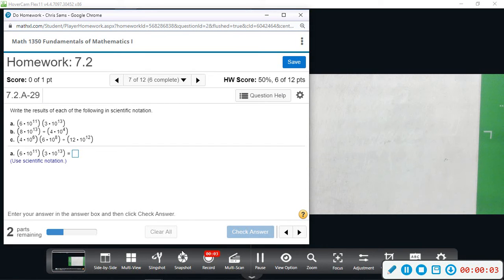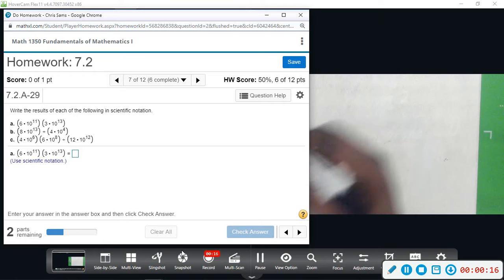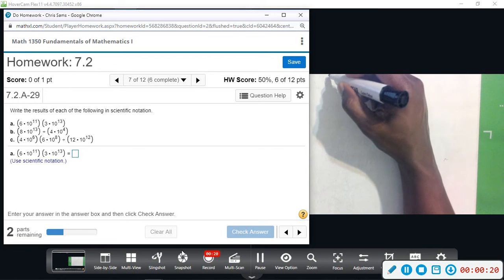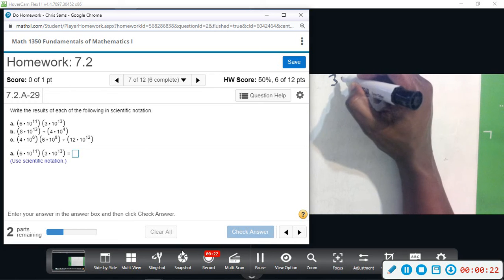Alright, number 7, we have ABC parts. We want to write the result of each of the following in scientific notation. So we're multiplying. We're going to use properties of exponents here. We have 3, well actually 6. Let me just go ahead and do the 3 first. I got it out of order.